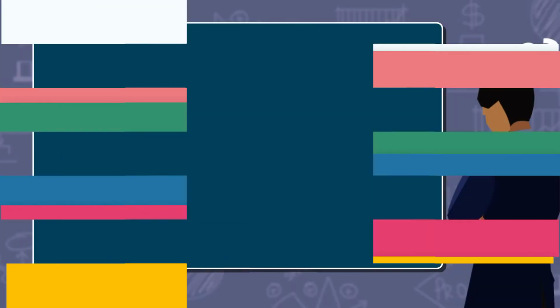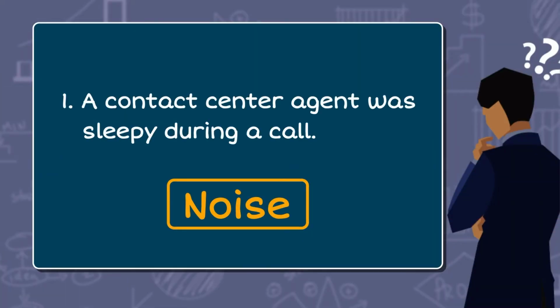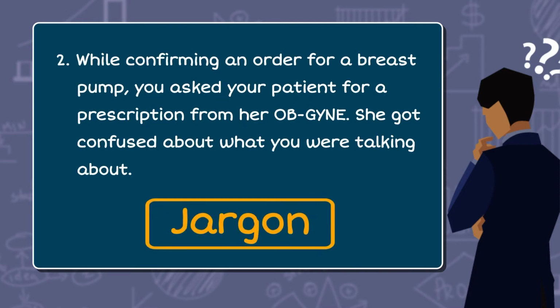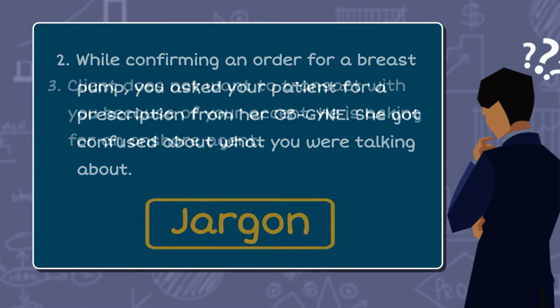Done? Alright, let's check your answers. The answer in scene number 1 is noise, an external one, because it is a physiological noise. In scene number 2, the answer is jargon, because the Filipino agent thought that OB/GYN, the common abbreviation for an obstetrician gynecologist here in the Philippines, is the same in the US. The agent should have said OB/GYN to be understood in the US.